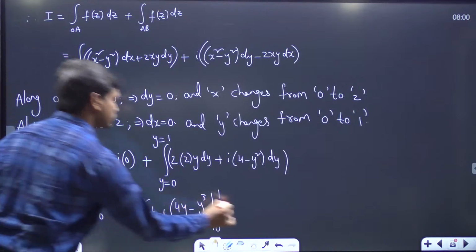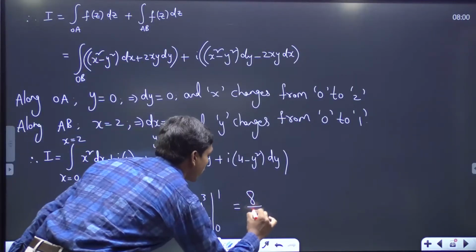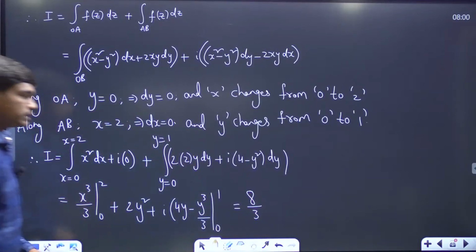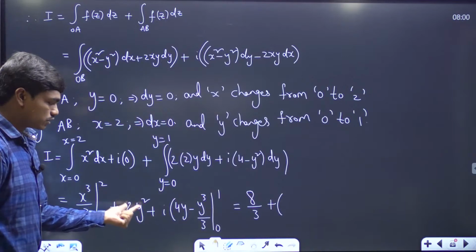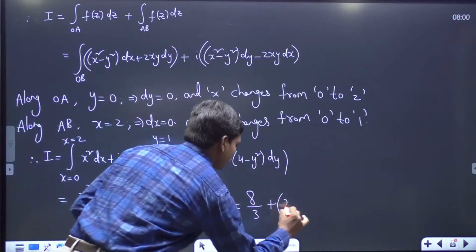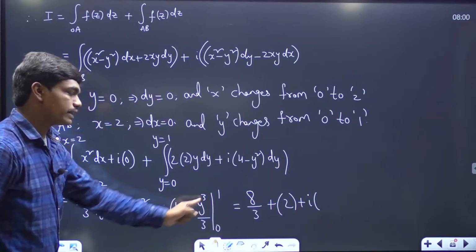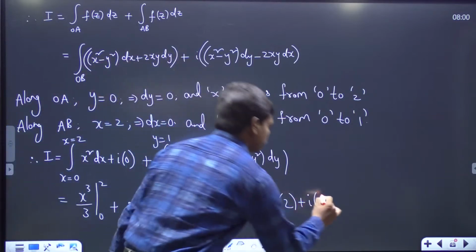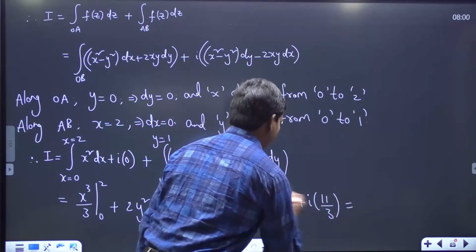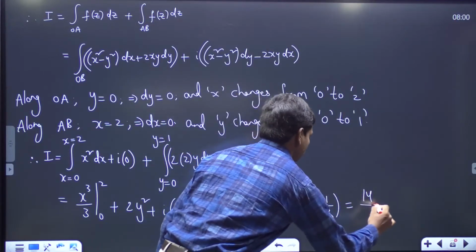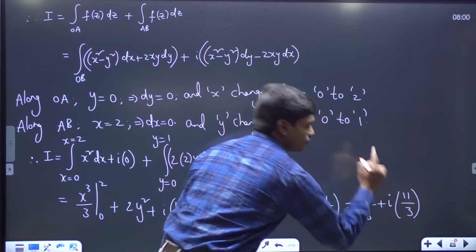So if you evaluate this value, if you put 2 here, this is 8 by 3 minus 0 anyhow, so it's 0, plus when you put 1 here, this is 2 into 1, so 2, plus i into, when you put 1 here, 4 minus 1 by 3, which is 11 by 3. So this is the value. So if you simplify the things, we have 14 by 3 plus i into 11 by 3. This is the value of this integration.